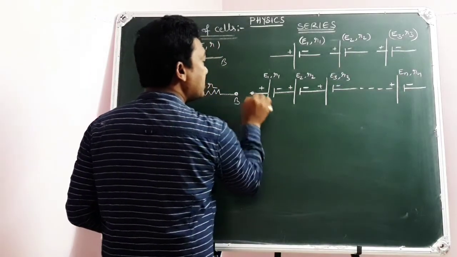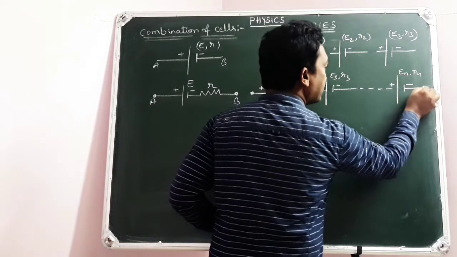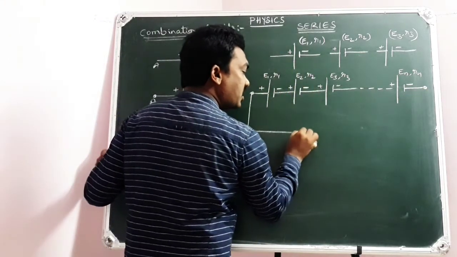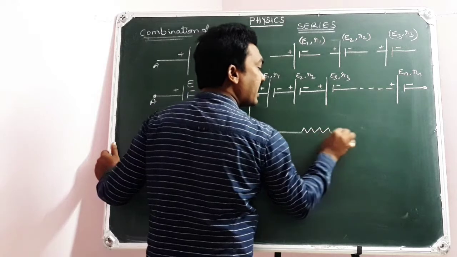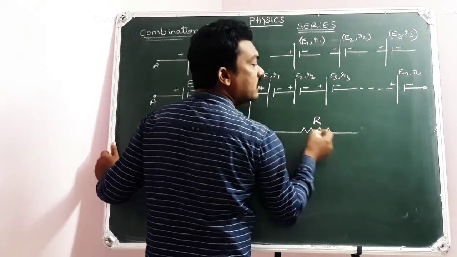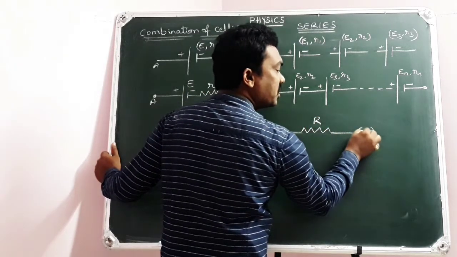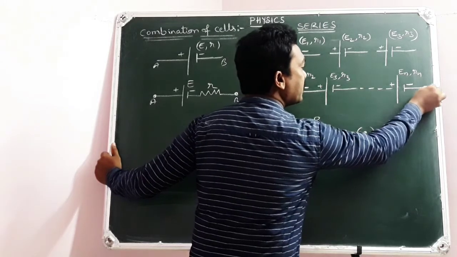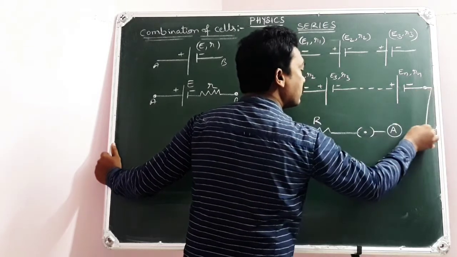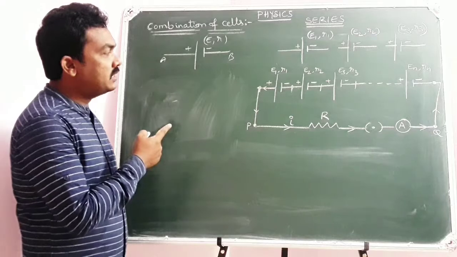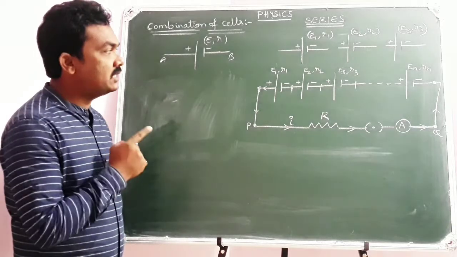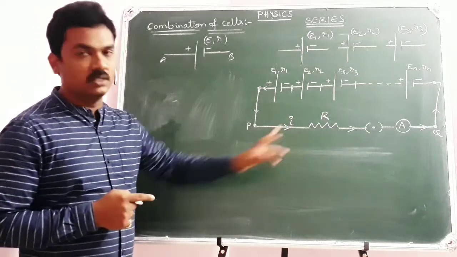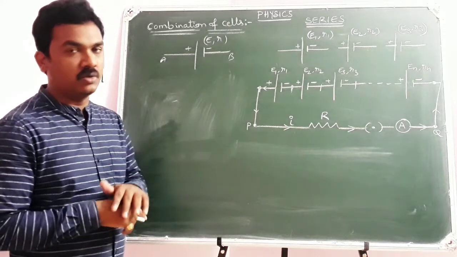and this series combination of cells is given to an external resistor capital R through a switch and an ammeter if you wish to measure the current in the electric circuit. So here this electric circuit shows a series combination of cells connected to an external resistance R through an ammeter.